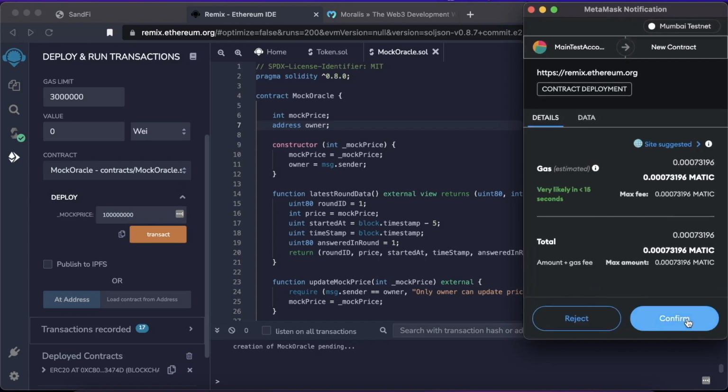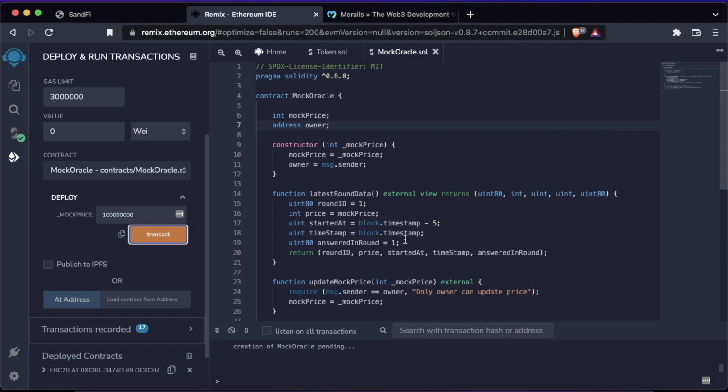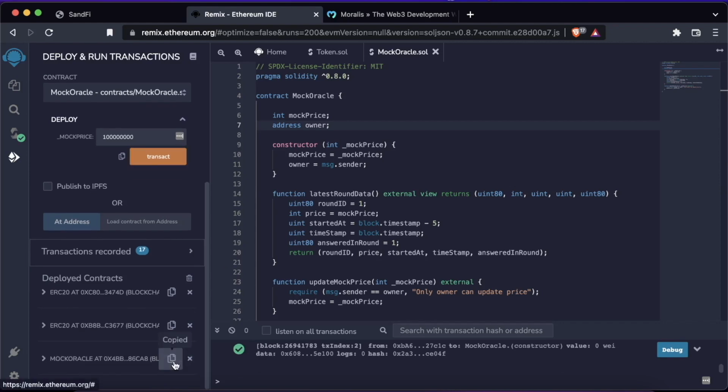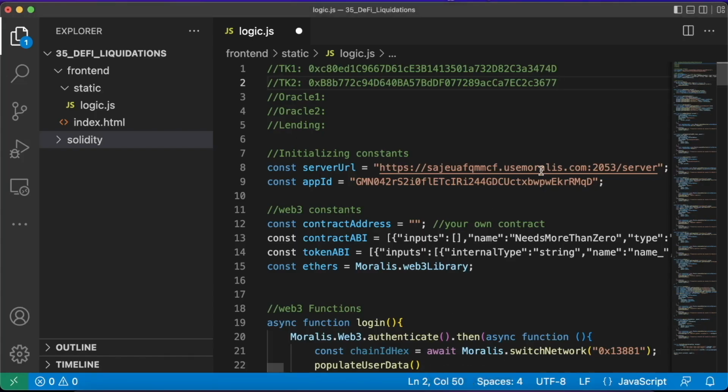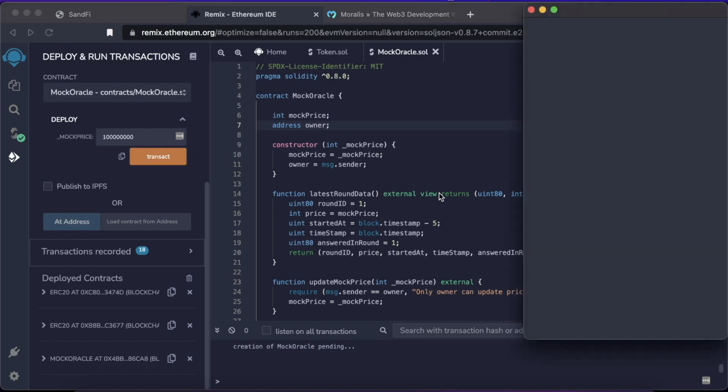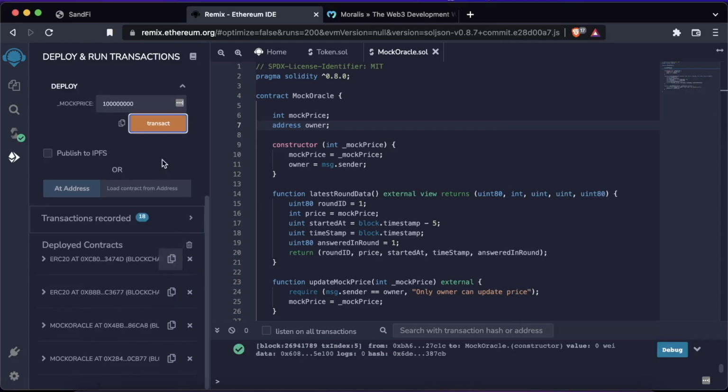Let's hope that the transaction goes fast. That was quite fast, so we just copy that one, and we have Oracle 1. We will need Oracle 2. We return to Remix, and we are going to deploy it exactly with the same price. And that's it. We have the second oracle.